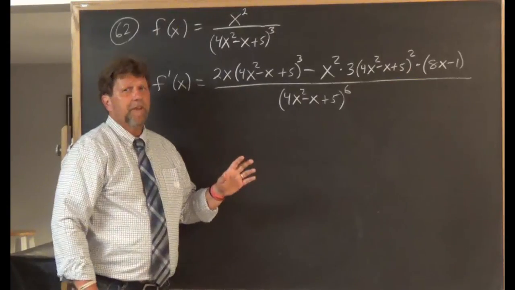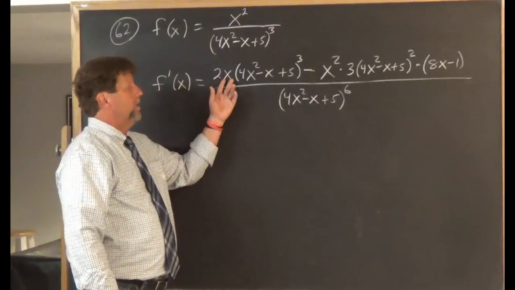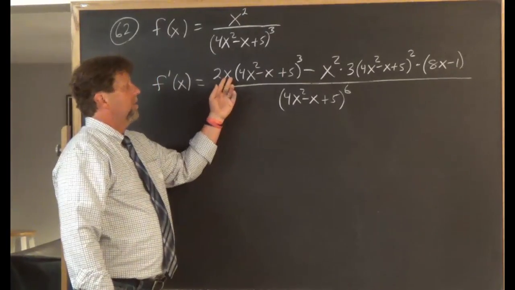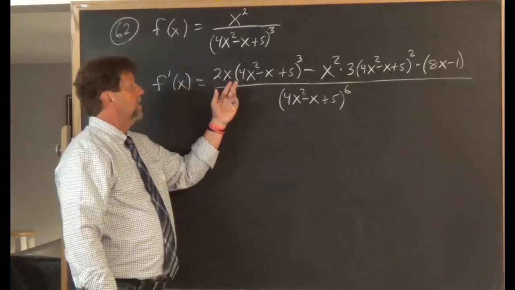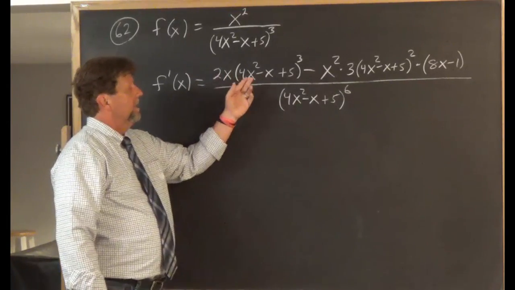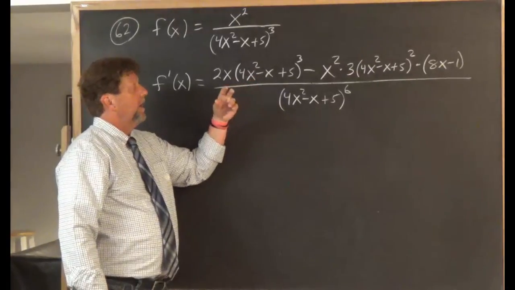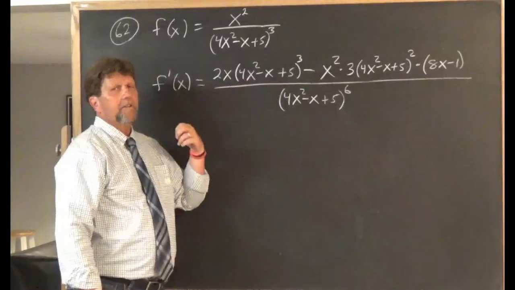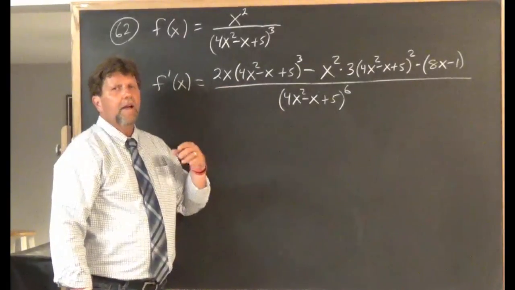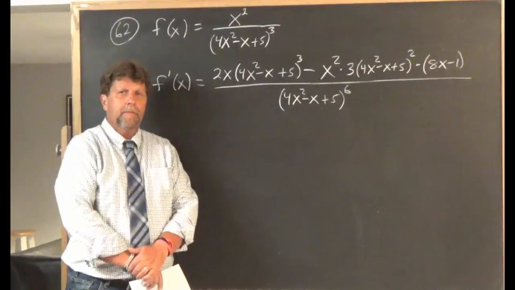Yeah, there's a lot of simplification I could do here. I'm not going to, I did on the last one, but I look at the numerator, and in the numerator I could take out a common factor of, it looks like a common factor would be x times quantity 4x squared minus x plus 5 squared. So I could factor that out, I could simplify. I'm stopping here. That's the derivative.